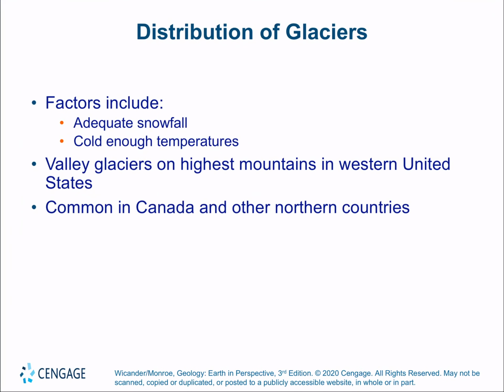Okay, let's pick up with Chapter 13, Part 2. We're on the slide distribution of glaciers. Keep in mind there's two factors that are going to affect the distribution, and that's going to be the need for adequate snowfall and also the need for cold enough temperatures. You do see valley glaciers on the highest mountains in the western U.S. as well as Canada and some northern countries.